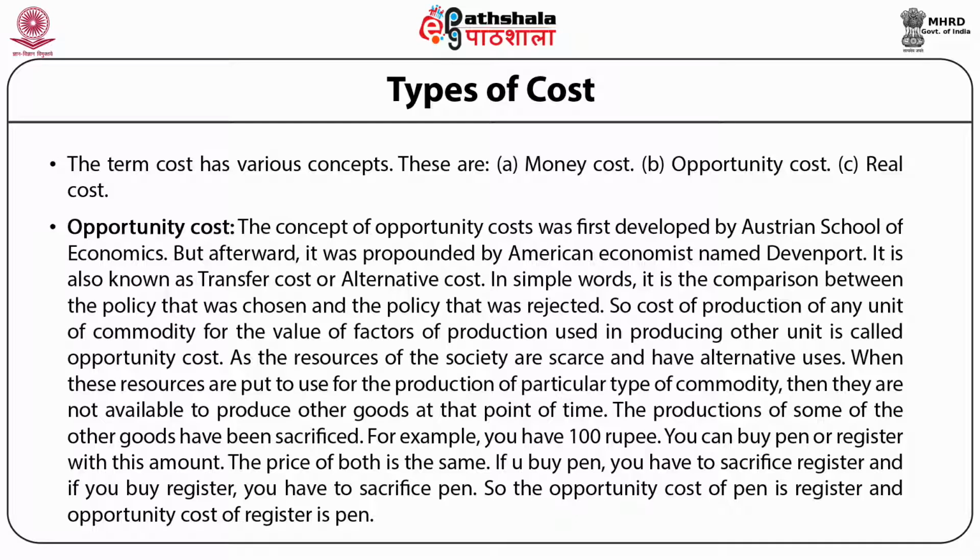For example, you have 100 rupees. You can buy a pen or a register with this amount. The price of both is the same. If you buy a pen, you have to sacrifice the register, and if you buy a register, you have to sacrifice the pen. So the opportunity cost of the pen is the register and the opportunity cost of the register is the pen. So the opportunity cost is the next best alternative that you have to sacrifice. It is the cost of the next best alternative good.